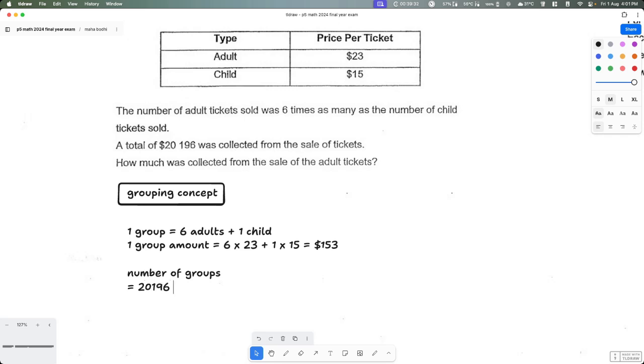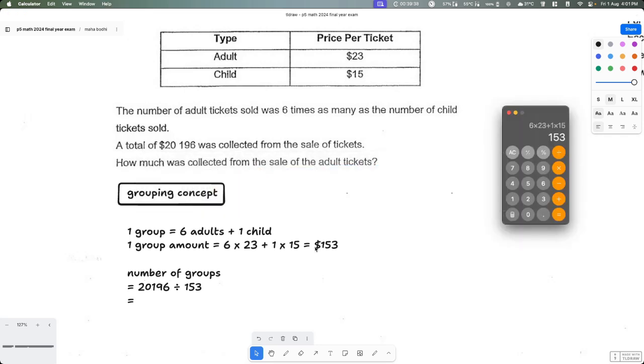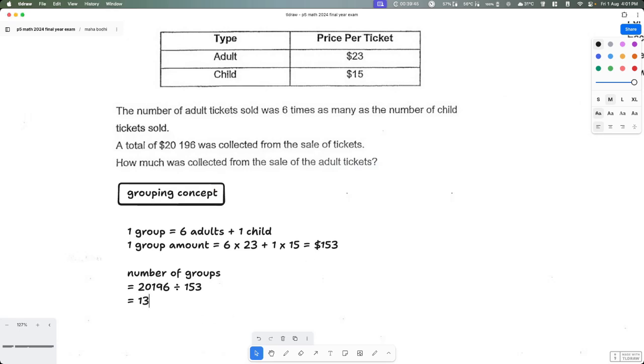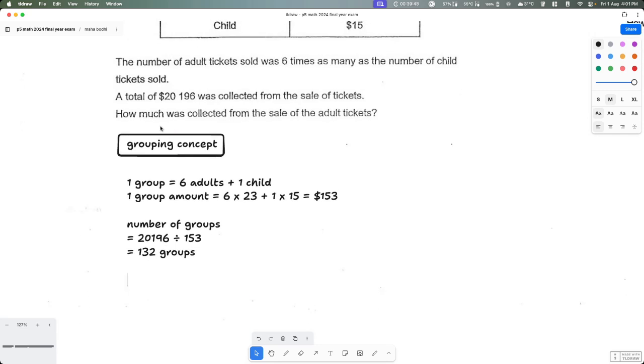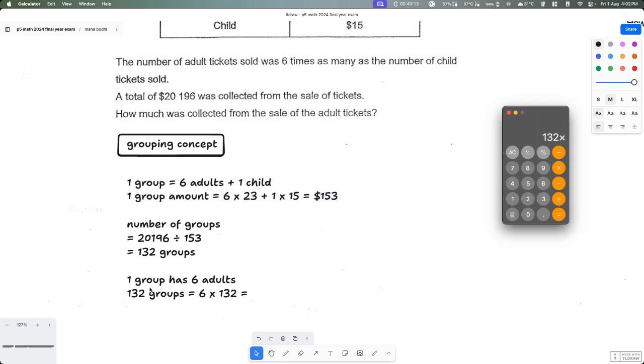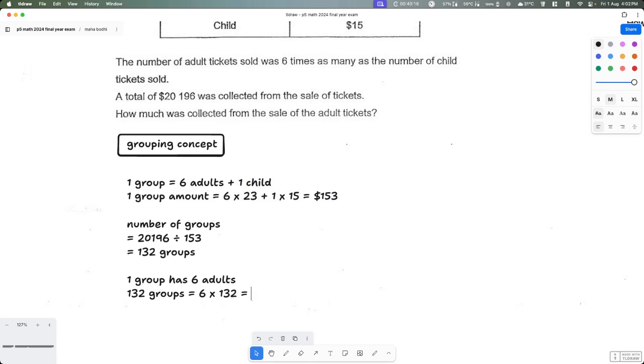So number of groups is equal to 20,196. Then we divide it by 153. So 20196 divided by 153. This will give us 132 groups. So from here, how much was collected from the sale of adult tickets? One group is equal to 6 adults. So that means 132 groups is equal to 6 adults times 132, which is 792 adults.